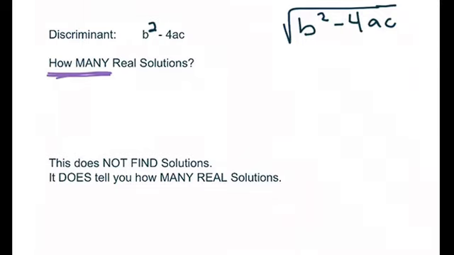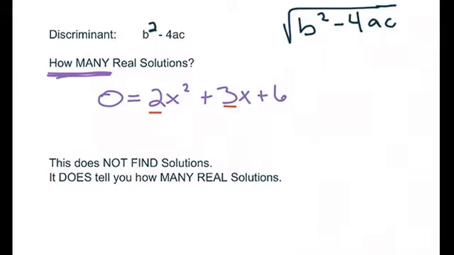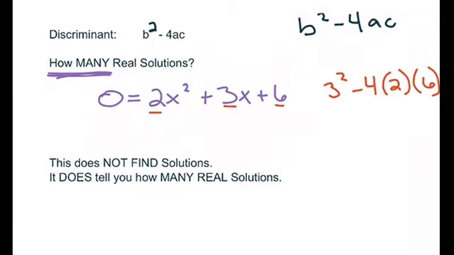Let's go ahead and do a quick example. Here we have 0 equals 2x squared plus 3x plus 6 instead of minus 6. So I'm going to do 3 squared minus 4 times 2, which is the a value, times a positive 6, which is the c value. But notice we're not using that square root sign because we're looking for the discriminant. So this is going to be 9 minus 48, which gives me a negative 39.